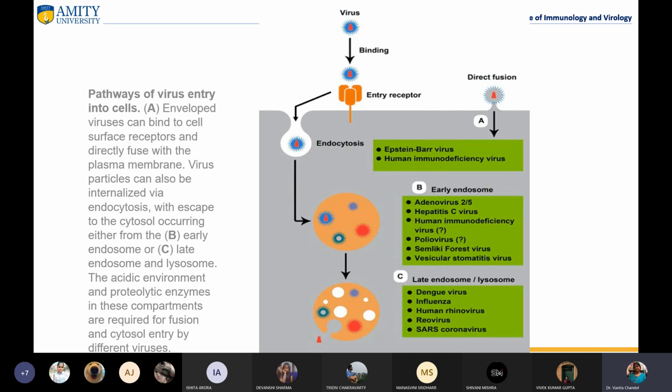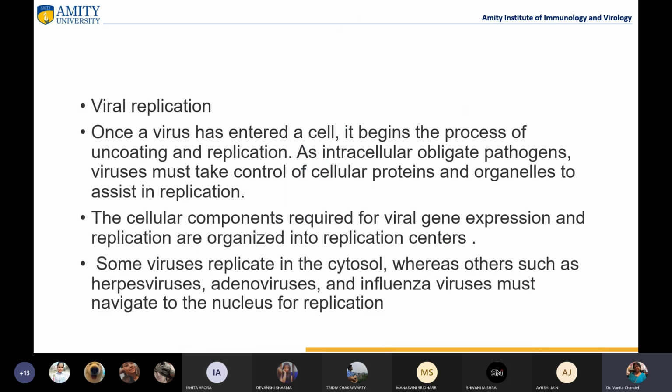This is just a pictorial view of what we have explained, the pathways of virus entry. Enveloped viruses can bind to the cell surface receptors and directly fuse with the plasma membrane. Virus particles can also go inside by endocytosis, with escape to the cytosol occurring either from the early endosomes or from the late endosomes and lysosomes. The acidic environment and proteolytic enzymes in these compartments are required for fusion and cytosol entry by the viruses. Then comes viral replication. Once the virus has entered and is inside the cell, the first thing it does is uncoating and then replication.